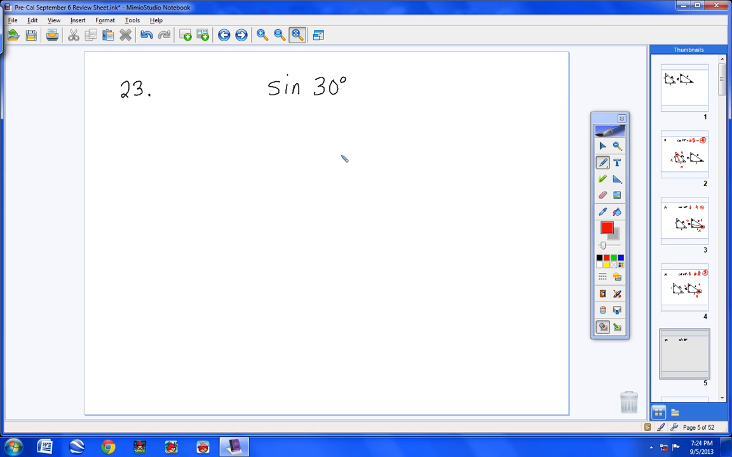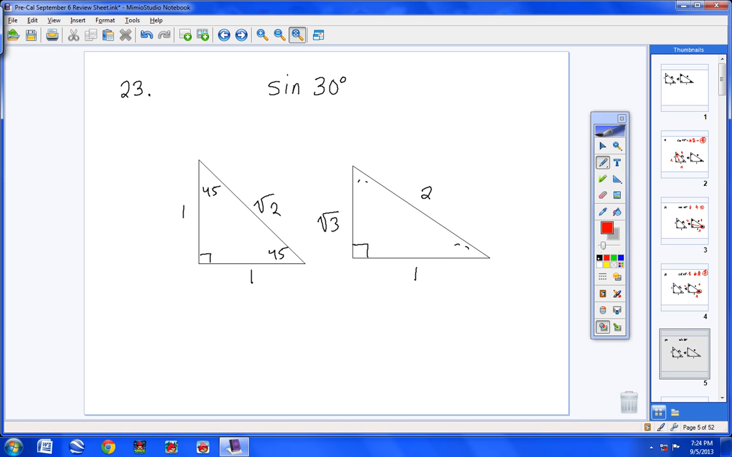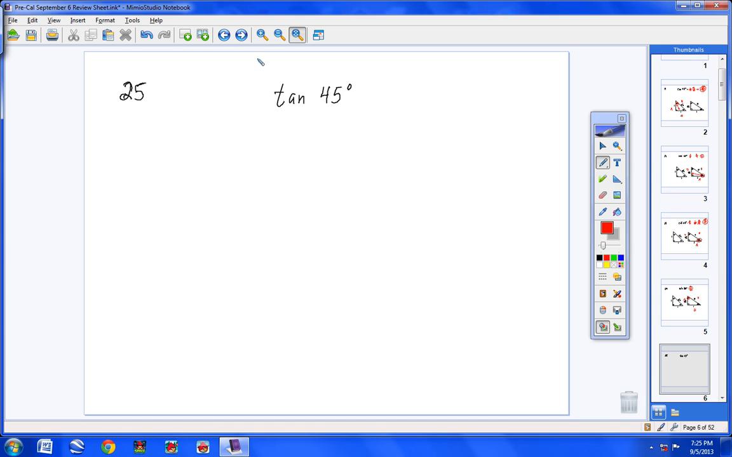Moving on to number 23. Sine of 30. All right, let's go ahead and fix these two angles real quick. This would be 30, 60, and we're looking at sine of 30. So I'm going to circle 30, go straight across. That's my opposite. This is my hypotenuse, and this would be my adjacent. Now, sine is opposite over hypotenuse, so 1/2. Moving on to number 25.